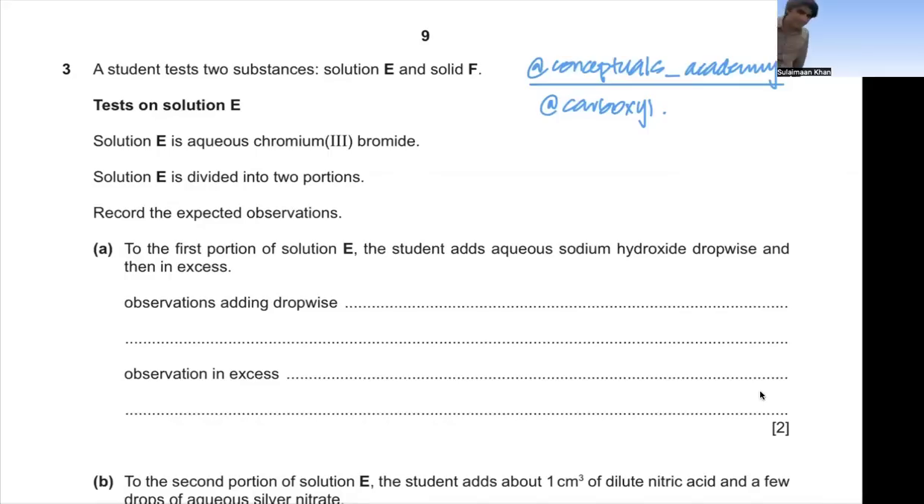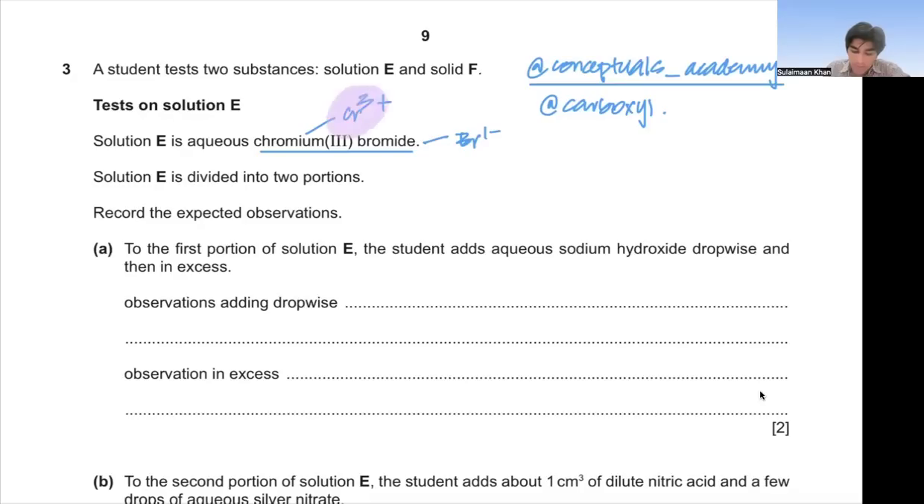Okay, it's time to become the kinematics of chemistry. Let's start. The way you need to go about these questions is, he's saying solution E is aqueous chromium bromide. Whenever he's given you a solution, or even a solid, please try to dissect them. Isolate the ions. If it's chromium bromide, this 3 represents the oxidation number, which is 3 plus. That means you have a chromium 3 plus and the bromide 1 minus ion. If you look at them isolated, you will be able to figure out all the tests on your own.